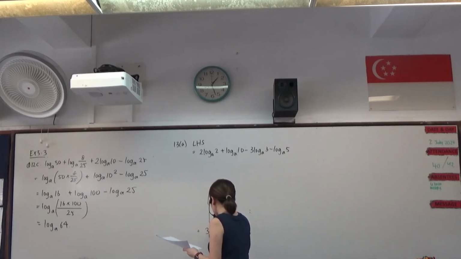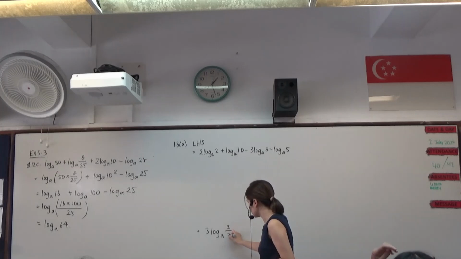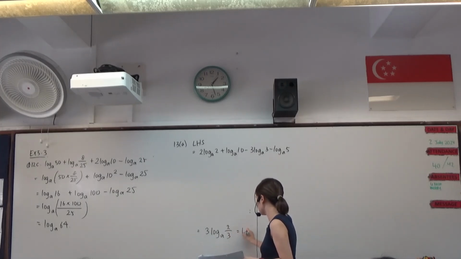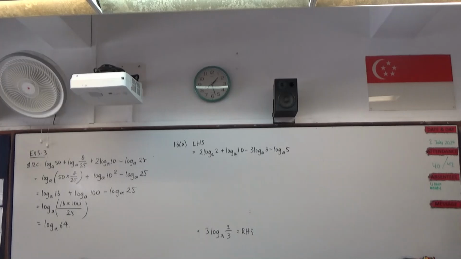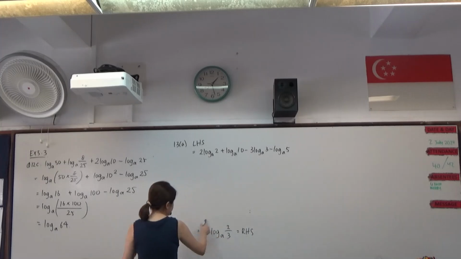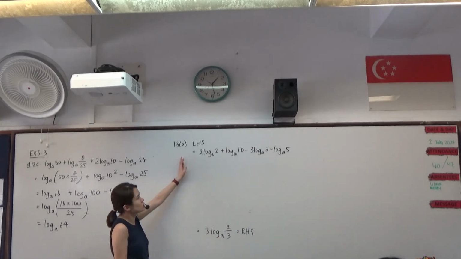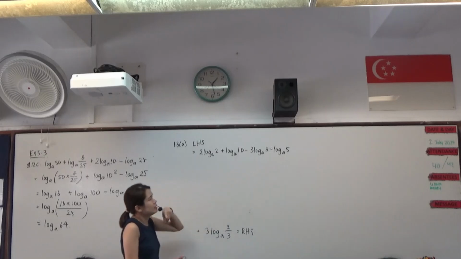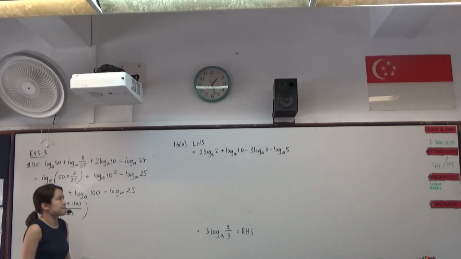Our right hand side, which is 3 log base A total. Okay. So always have the goal in mind. So we notice that the logarithm at the end has a base of A. So we need to work towards that first. So everything in our right hand side has a base of A, so there's no need for us to do any change of base. Okay.